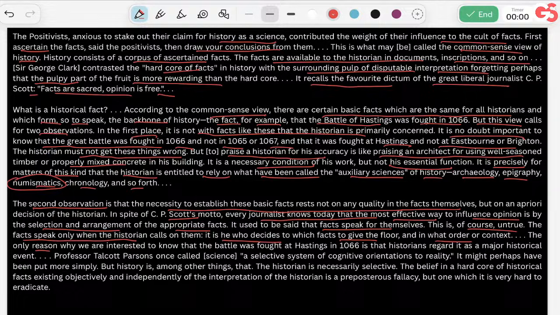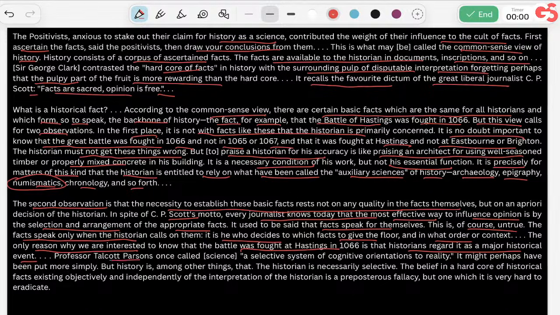The only reason why we're interested to know that the battle was fought at Hastings in 1066 is historians regard it as a major historical event. Exactly. We don't care about when it was fought, where it was fought. How does it matter to us? Just that the historian wanted to give it some significance.